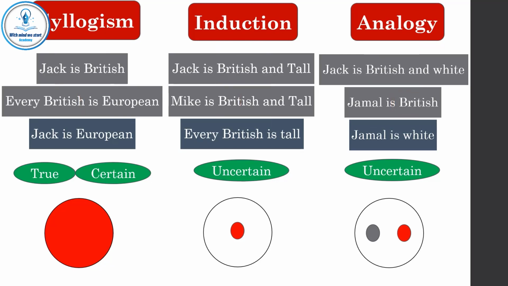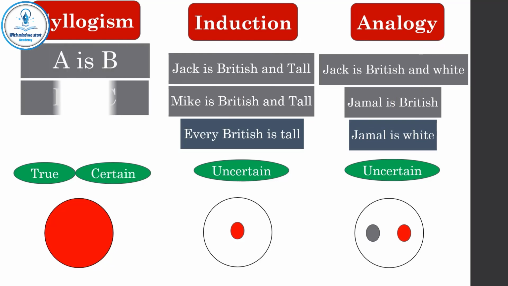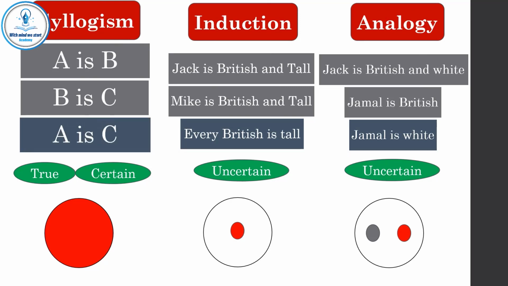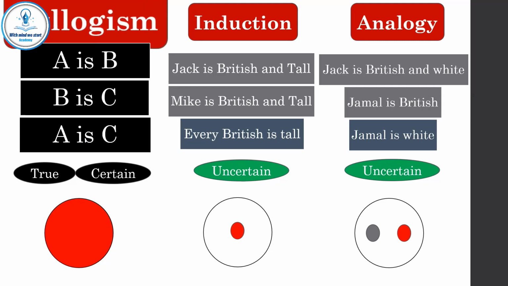We can also represent syllogism as follows. A is B. Every B is C. So A is C. This is true and certain, provided that the premises are true and certain. So syllogism is the most important form of evidence, and it leads to a true and certain conclusion, provided that the premises are true and certain. Also, in syllogism, there is always a concept that is repeated in the two premises and it is not present in the conclusion.